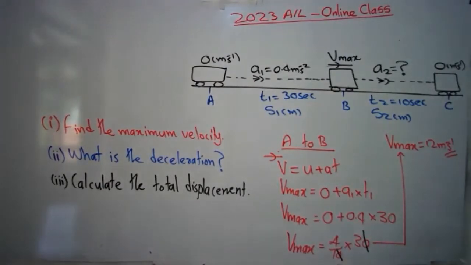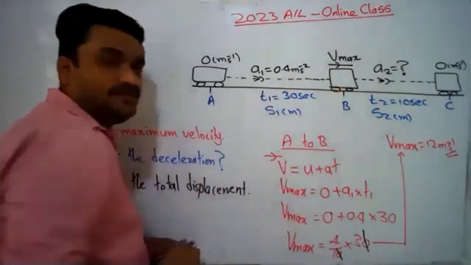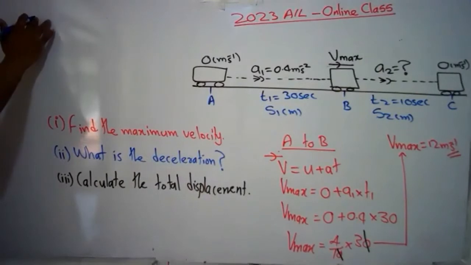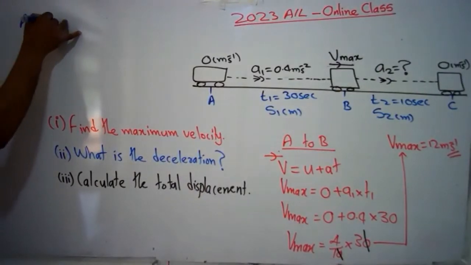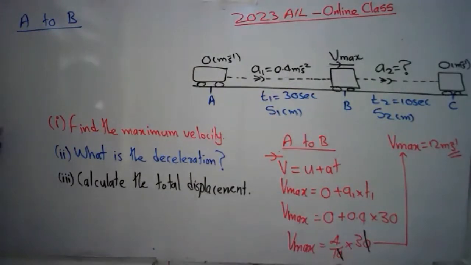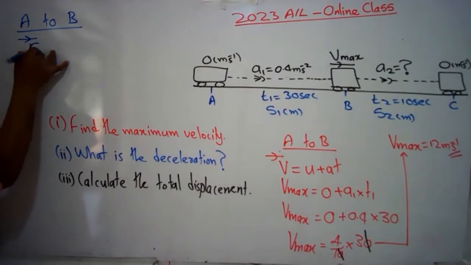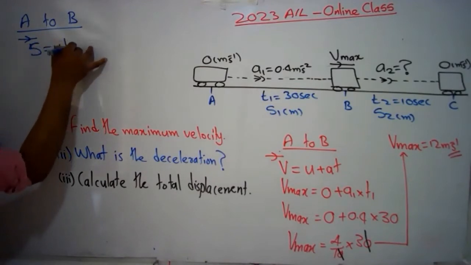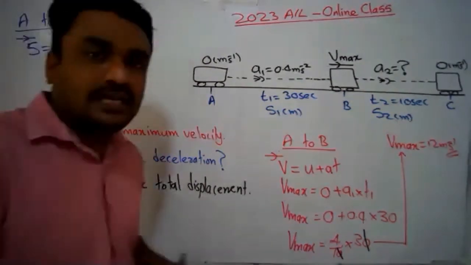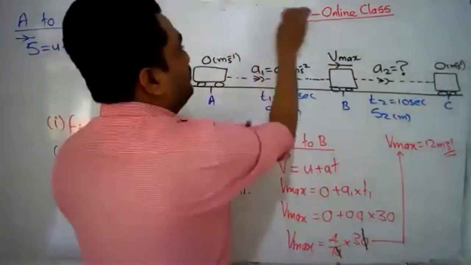Then let's find this S1. S1 is the displacement from A to B. To find the S1 displacement, see if I write it here, the A to B section. Please indicate the section clearly, apply the equation and indicate the direction. Apply the equation S equals UT plus half AT square. Could you please apply this equation for the A to B section and try to obtain the answer without my help? You were trying it.